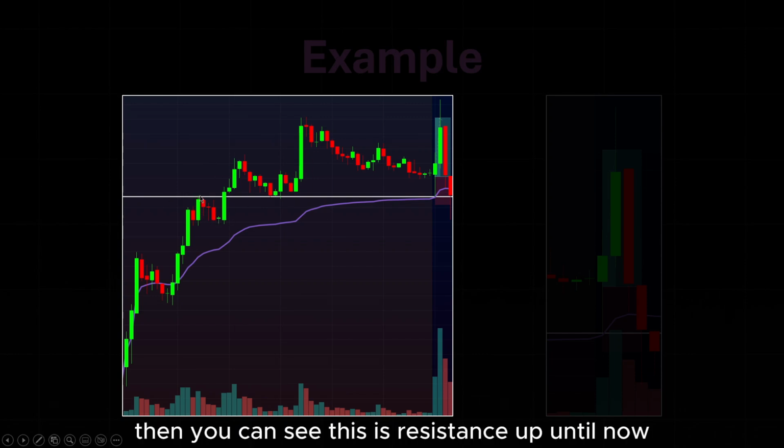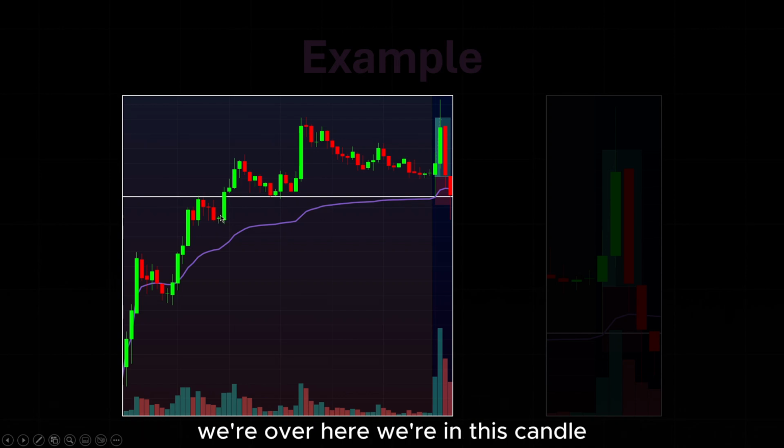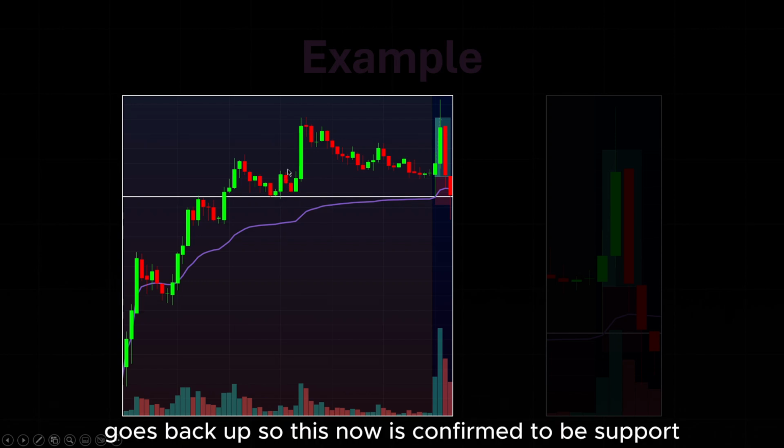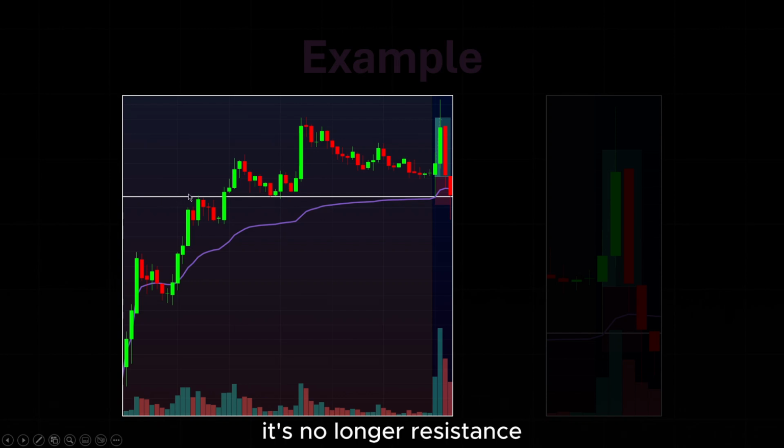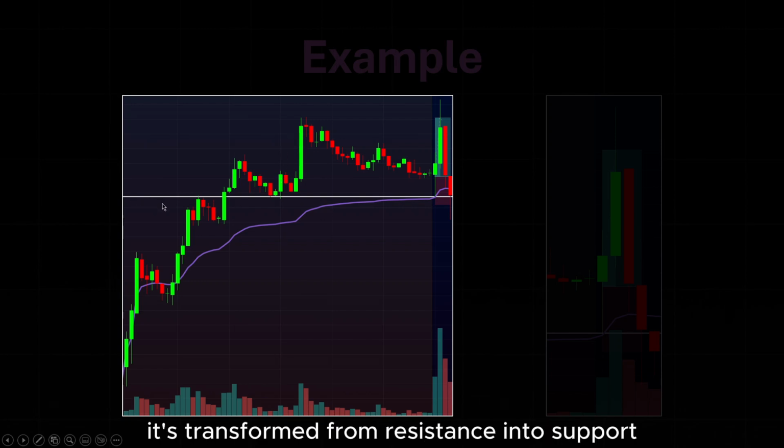Then you can see this is resistance up until now. We're over here, we're in this candle. This is still resistance. However, the stock goes back up, goes back down, bounces off of this white line exactly, goes back up, tries it again, bounces off of it again, goes back up. So this now is confirmed to be support. It's no longer resistance because the price has bounced off of it and continued going back up. It is now support. It's transformed from resistance into support, right?